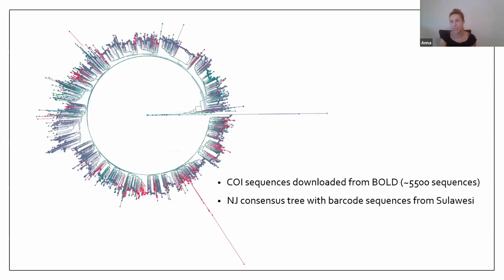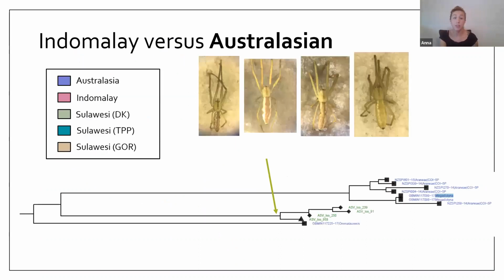You can use this CO1 data to look at some phylogenetic patterns and start getting some idea of whether Sulawesi serves as a transitional zone for the spider species there. So I took 5,500 sequences from BOLD from taxa all the way from China down to New Zealand. So you get this large geographic range, and you can start to understand if some clades are clustering with Australian groups while other clades are clustering with Asian groups. And we find this to be the case.